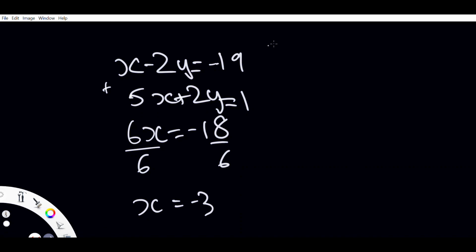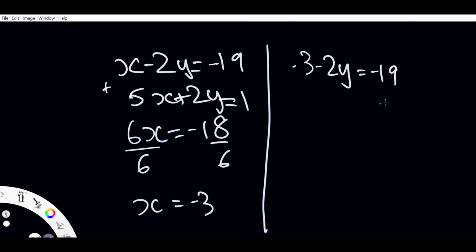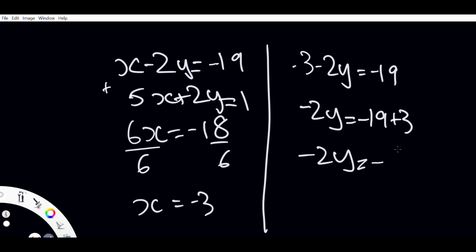So now that we have that, we can do negative 3 minus 2y is equal to negative 19. We can get negative 2y is equal to negative 19 plus 3. Negative 2y is equal to negative 16. And finally, y is equal to 8 if we divide both sides by negative 2. So we have x is equal to negative 3, y is equal to 8, and we can put this in an ordered pair to get negative 3, 8.